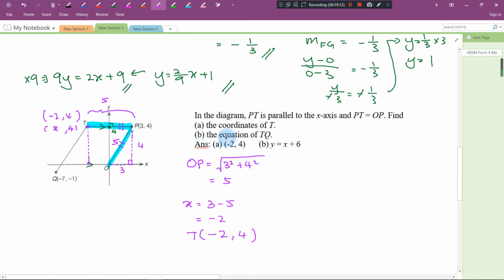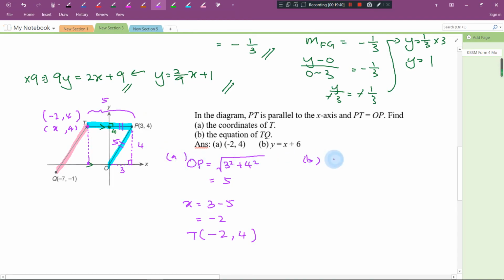Okay, then let's proceed to part B. The equation of TQ. We want to find the equation of TQ. Always remember, when you want to find the equation of a straight line, two things: gradient and one point. Now I have one point, I don't have to worry about the point, but the problem is I don't have the gradient. I need to find the gradient, right? To find the gradient, I need 2 points.